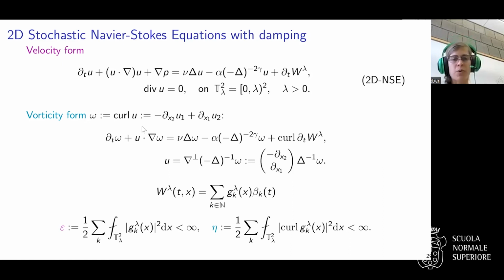In vorticity form, the equations look like this. We have seen this before. So now we have the curl of the noise term, and epsilon is again from the coloring condition before, the same, the input for forcing, and now eta is the forcing in the vorticity form of the equations.